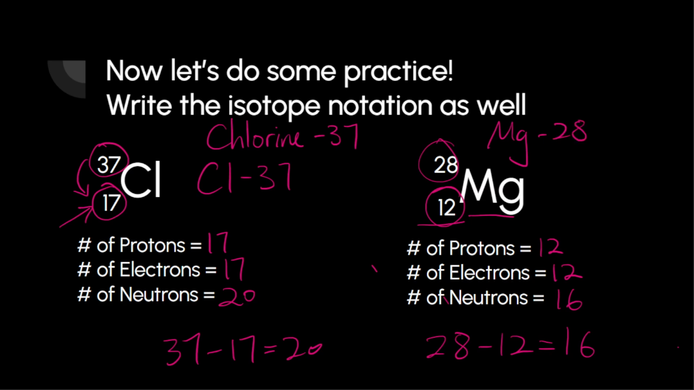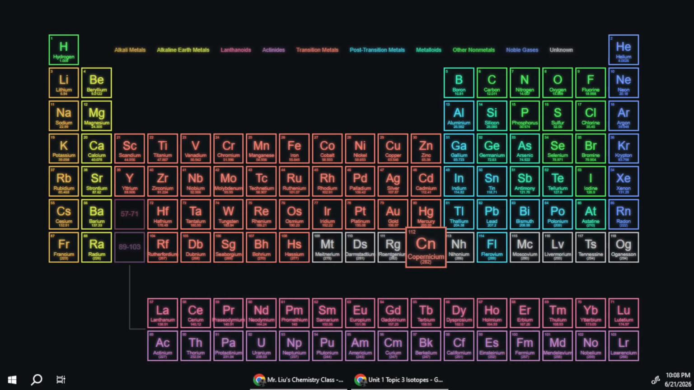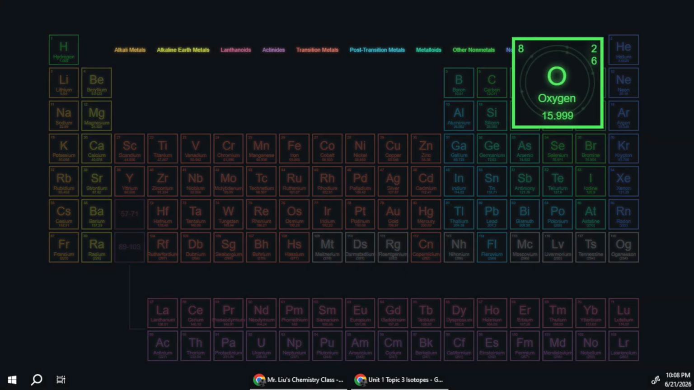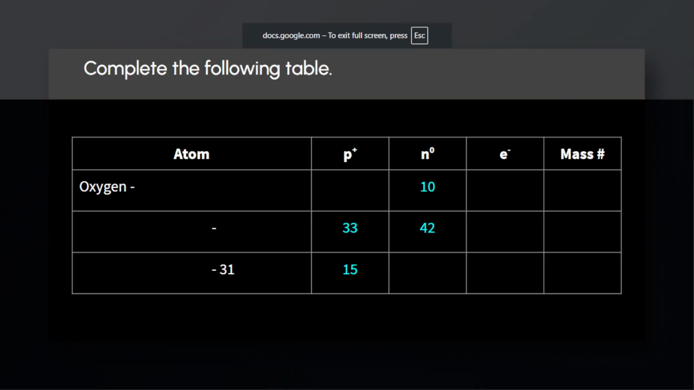Okay, let's do another practice. So fill in the following table. So right here we have oxygen, and we need to find the number of protons, electrons, and the mass number. So they're all in the hyphen format. So let's do this. Oxygen, how many protons does it have? Let's check on the periodic table. So oxygen has 8 protons. This number does not change, okay? So we will fill in 8 protons for oxygen. Okay. And then 8 electrons.